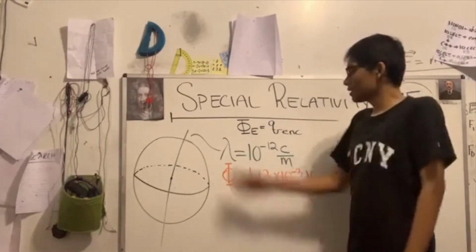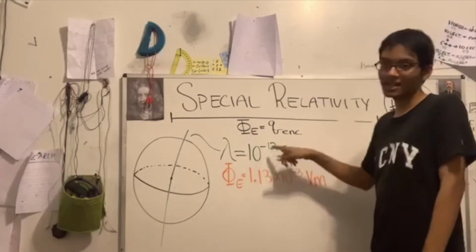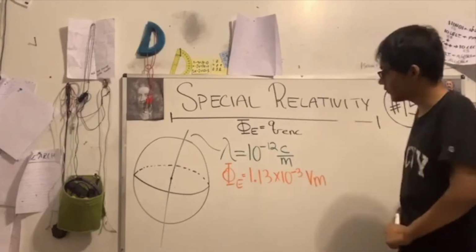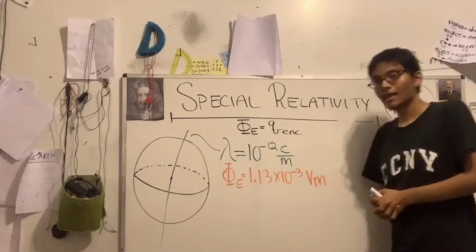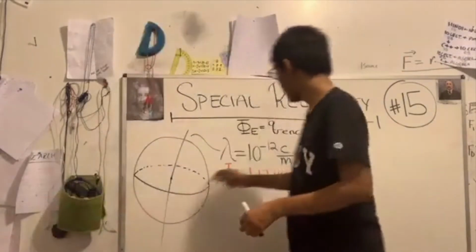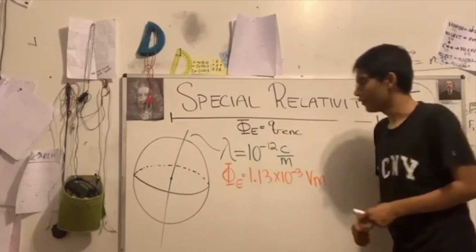Anyway, there's a wire passing through my sphere, and that wire has a linear charge density of 10 to the negative 12 coulombs per meter. Okay, make sure that makes sense to you. If it doesn't, hark back to lecture number 12 where we explain all of that. And the electric flux through this sphere is already given as 1.13 times 10 to the negative 3 voltmeters.